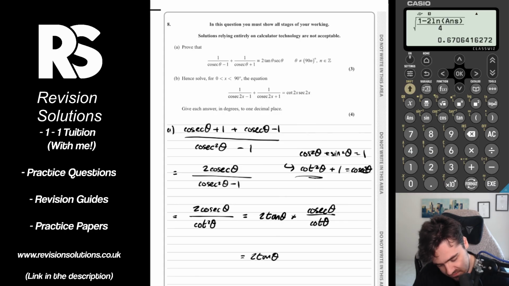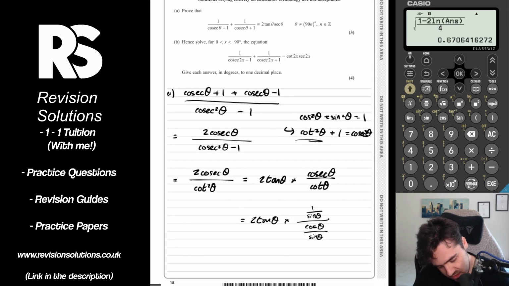So 2 tan theta times, well, cosec theta is 1 over sine theta, and cot theta is cos theta over sine theta. Well, if we multiply the top and bottom of this by sine theta, which we're allowed to do because that's 1, it doesn't change the value of the fraction, that would cancel with those guys. Then we're left with 2 tan theta times 1 over cos theta, which is what we wanted, the sec theta.